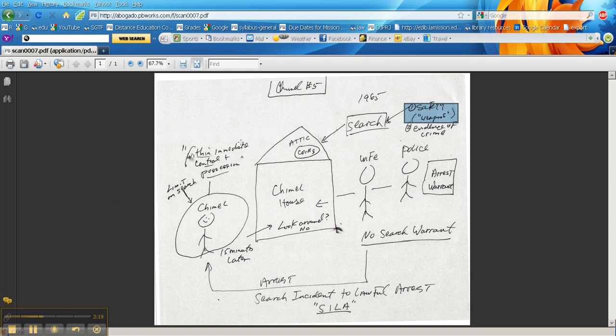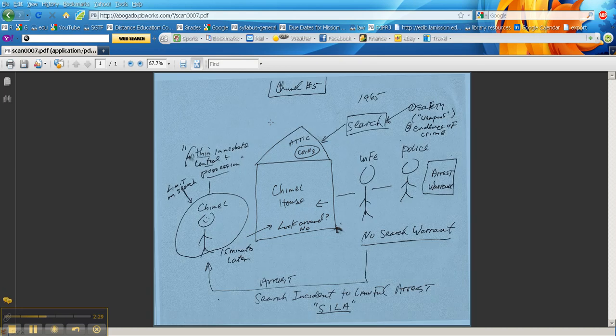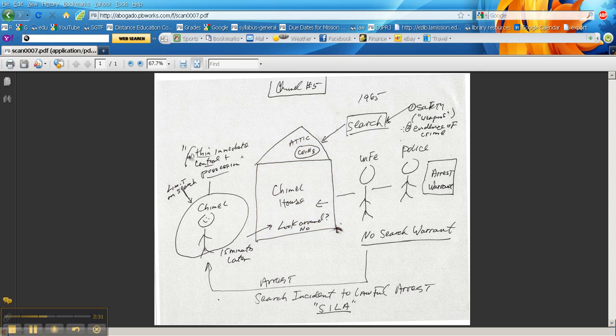Obviously, a house is not like an automobile. It's not mobile and therefore more permanent, but still there could be weapons that are around, so you want to make sure that you would search to make sure there's no weapons. And the second reason for a search incident to an arrest is to make sure that the evidence is not gotten rid of or disposed of.